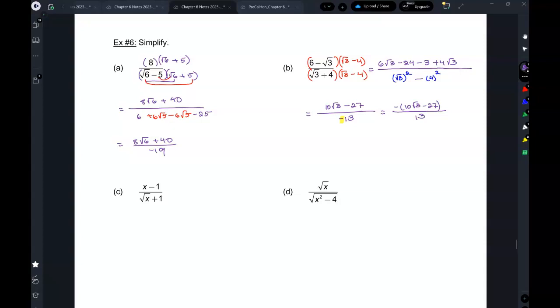Or most probably, this negative is going to be distributed inside. So what do you get? Negative 10 root 3 plus 27. But then the positive one is always written first. So it'll be 27 minus 10 root 3 over 13. All of these are the same. But I'm telling you, it'll most probably be written with the positive number first. You don't have to, but like the book will never leave it like that. It will always be like this.